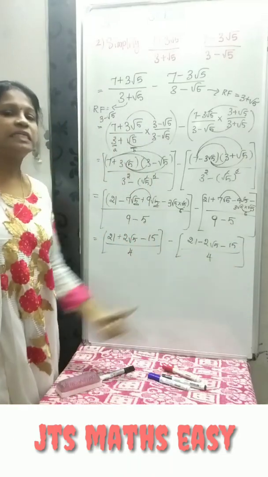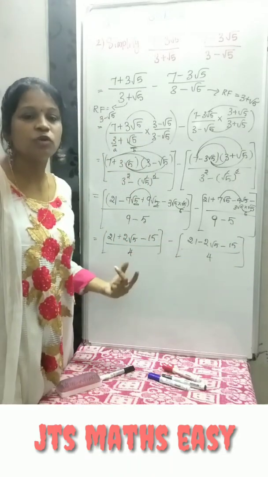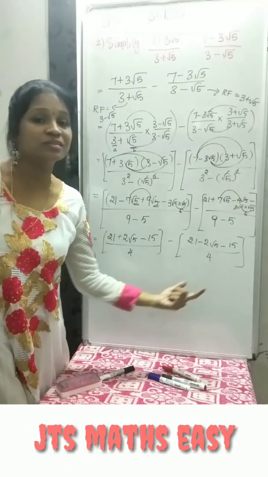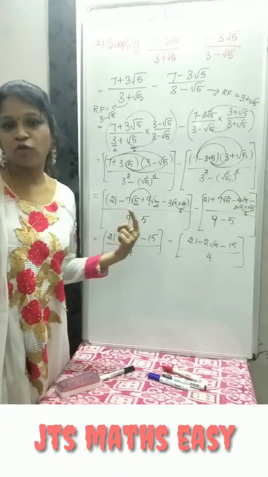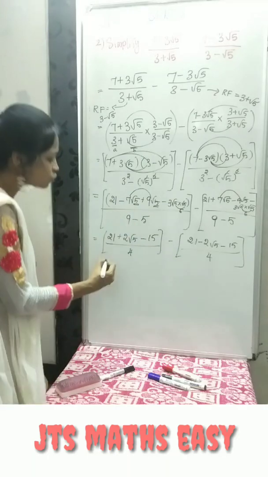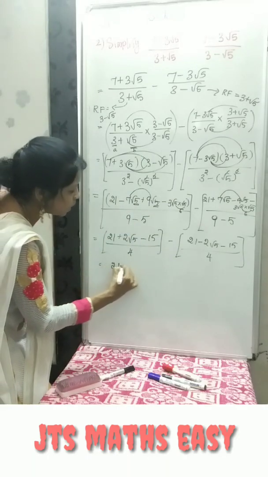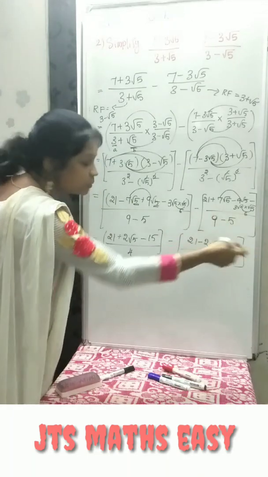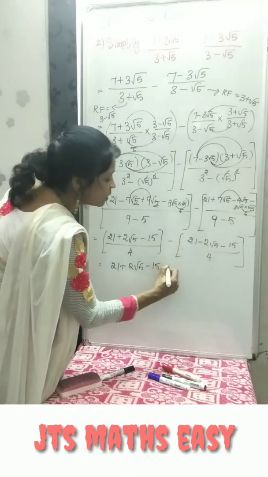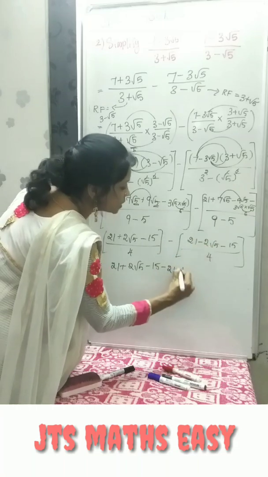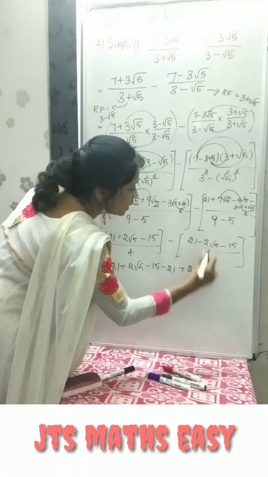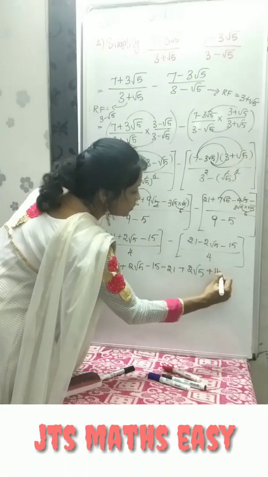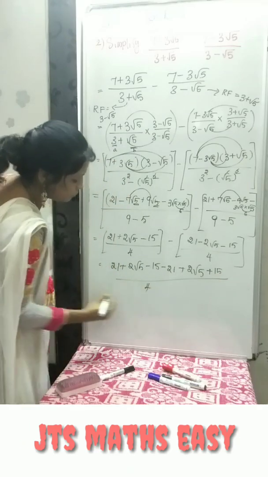Now look at both the terms. It is like fractions because both the denominators are the same, which means we can directly operate the numerators. So I am just going to operate the numerator: 21 plus 2 root 5 minus 15, and just multiply the minus symbol inside. Plus into minus is minus 21, minus into minus is plus 2 root 5, and minus into minus is plus 15, whole thing divided by 4.